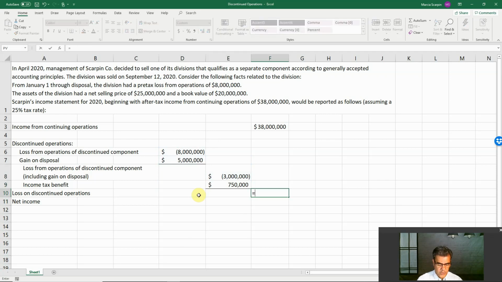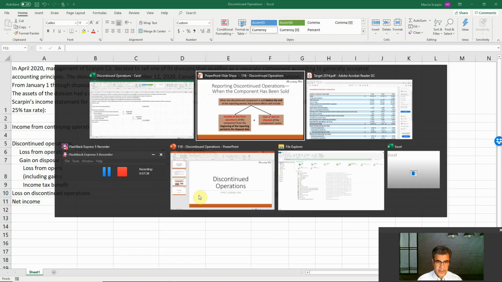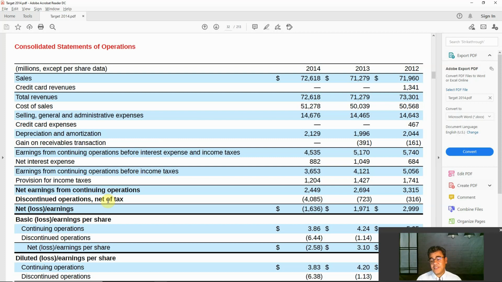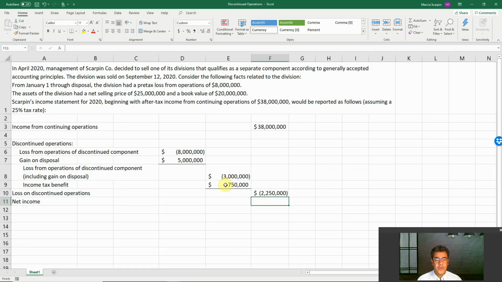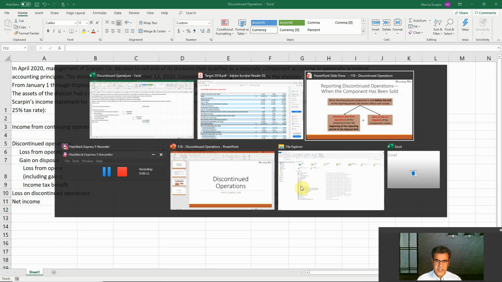And now our loss will be the net loss, considering the tax. So if we go back to Target here, net of tax. If it is net of tax, we need to deduct our tax. So the net loss on discontinued operation will be 2 million and a quarter. We have an income of 38, so our net income will be the sum. So our net income will be $37,750,000.